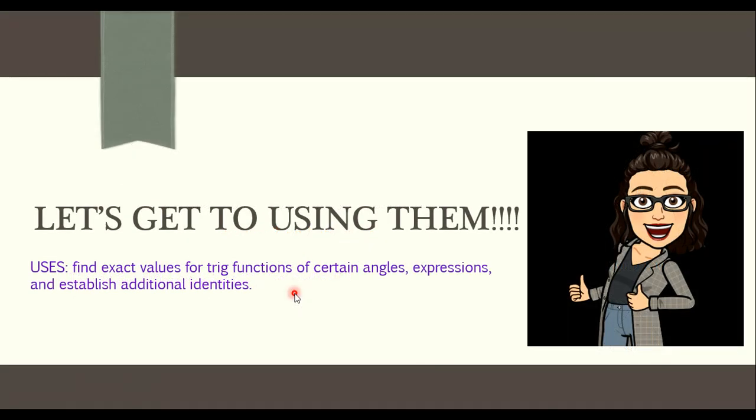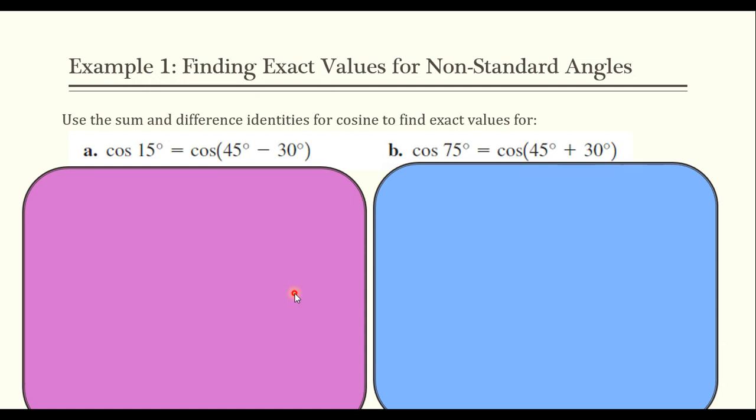So the uses of the sum and difference formulas for cosine is that we can find exact values for trig functions for certain angles, expressions, and establish additional identities. We're going to establish the additional identities tomorrow from this, but we're going to use it and put it to action and find some real values, which I think you guys are going to like. So first example, there's 3 today on our problem set.